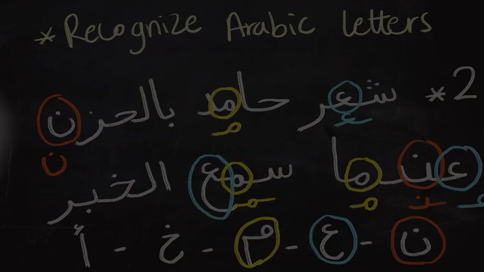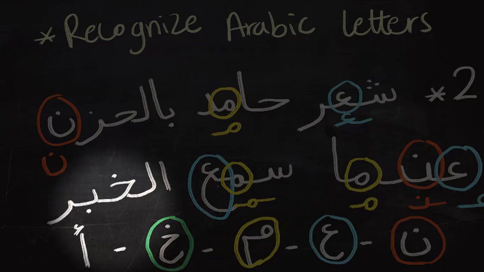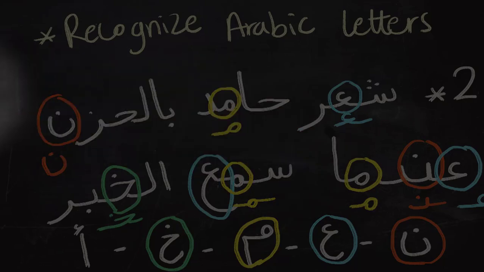So also 3 times. Next up, with the green color, is خاء. And خاء came only 1 time in the last word, and that is here, in the middle of the word.